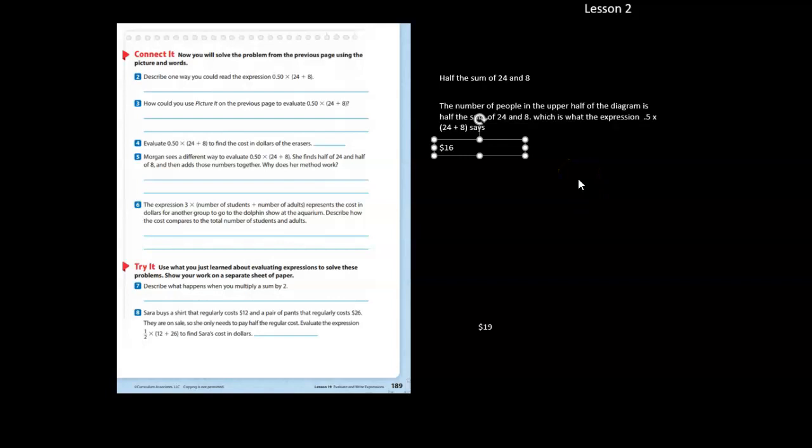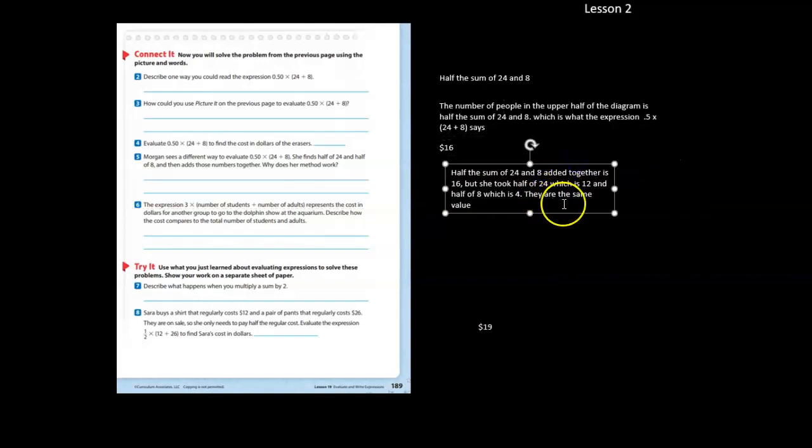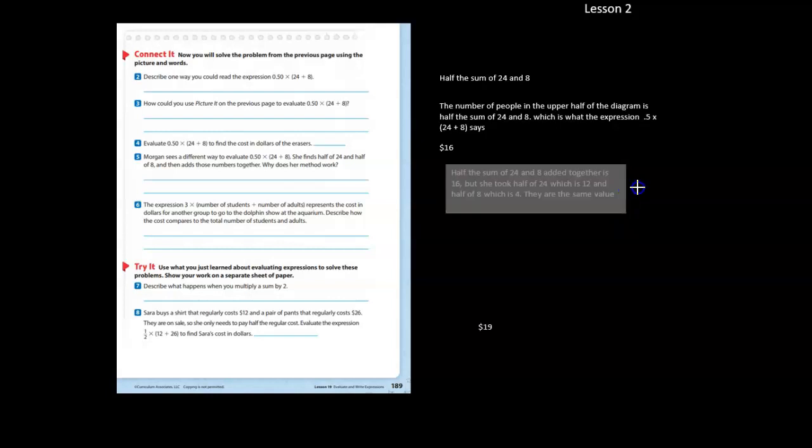Number 5, Morgan sees a different way to evaluate half of the sum of 24 plus 8. She finds half of 24 and half of 8. So half of 24 is 12, half of 8 is 4, and that's the exact same sum. So we could do 24 plus 8 and get 32, which half of 32 is 16. Or she did half of 24, which is 12, half of 8, which is 4, 12 plus 4 is 16. So it's the same answer.